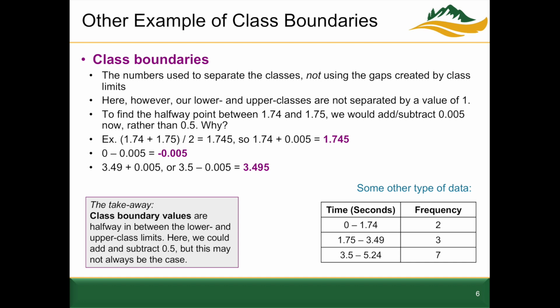Sometimes you'll add and subtract 0.5. Sometimes you might need to add or subtract a different value to find those class boundaries. And to clarify one point before we go to the next slide, remember these class boundaries are the halfway point between the upper class limit of one class, category, or row here, and the lower class limit of the next row down. So we're looking in between classes and categories. For the next definition we get into, we're focused on the midpoint just within one category or class.